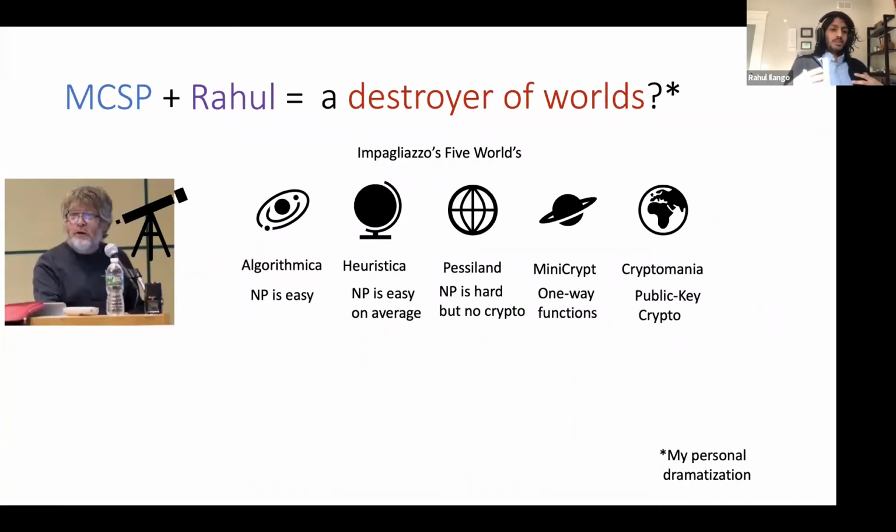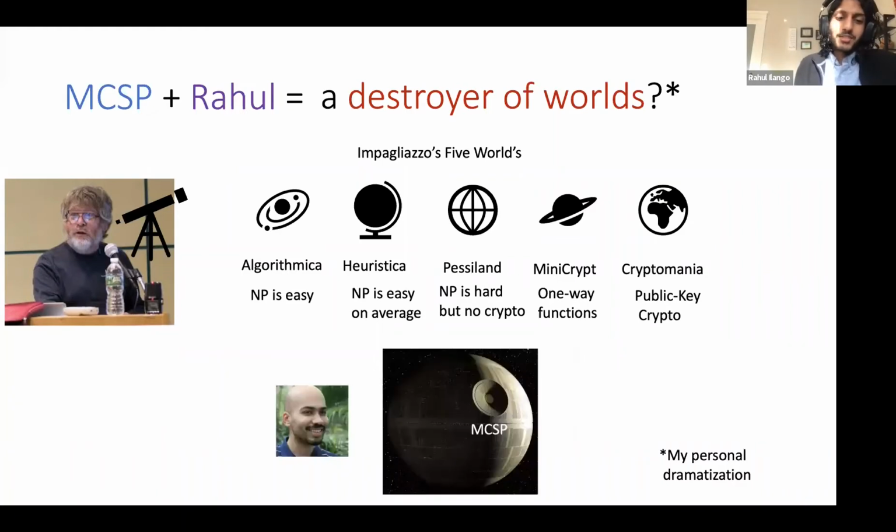And so a perspective some researchers have, in particular, not me, Rahul, but the other Rahul, is that you can use MCSP to destroy these worlds. In particular, this worst case to average case reduction that Hirahara has, he talks about it as trying to eliminate this middle world, Heuristica. And there's another paper that Rahul has that is trying to take aim at Pessiland. So the hope is that by understanding MCSP, maybe you might be able to eliminate some of these worlds. That's an overarching goal.